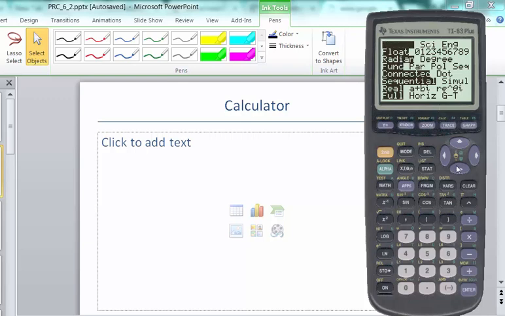So I would use my arrow keys to go down and highlight the word degree. And when the cursor is blinking on the word degree, I can then press enter and it would switch the mode to degrees. Now keep in mind that I'm showing you this on a TI-83 Plus, but the steps on a TI-84 or a TI-89 are very similar.